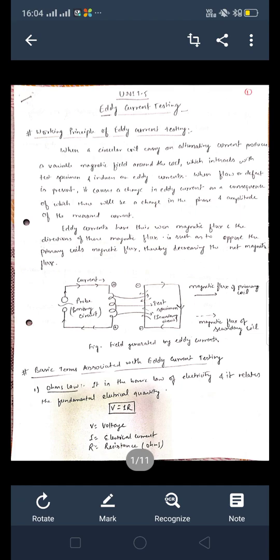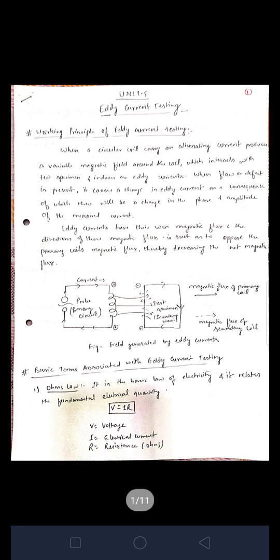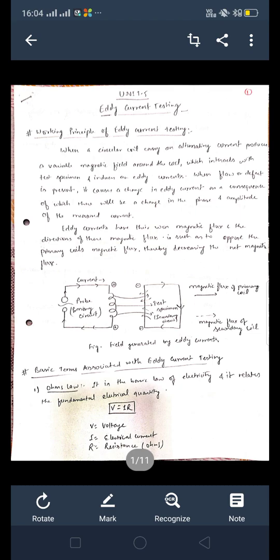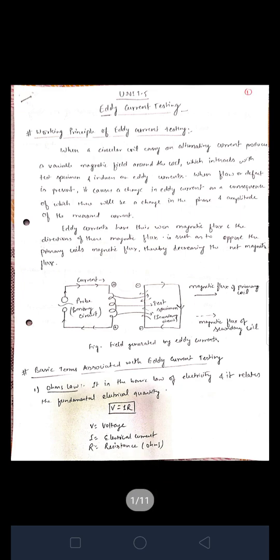When a circular coil carries an alternating current, AC current, it produces a variable magnetic field around the coil, which interacts with the test specimen and induces eddy currents. This means that a circular coil carrying alternating current produces a variable magnetic field around the coil, which interacts with the test specimen and induces an eddy current. Then the eddy current is produced.